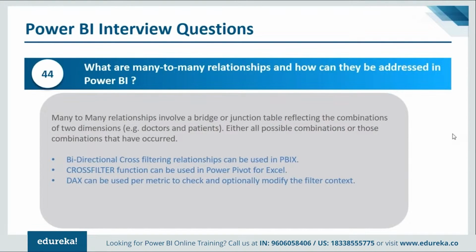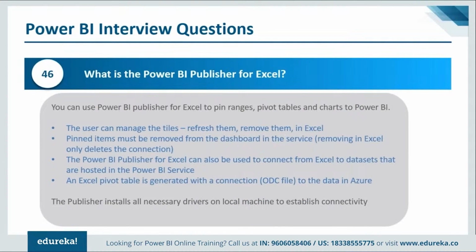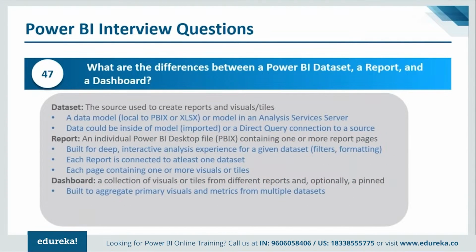A very good example could be authors and books. One author can write many books, one book can be written by many authors, or doctors and patients, also a very good example. One doctor has treated multiple patients, and one patient has been treated by multiple doctors. In both these cases, you have to create a bridge table. Okay, and then you will set up the one-to-many relationships in Power BI Desktop. That is how we will typically implement this. Power BI publish for Excel, we have talked about this already. The differences we have briefly talked about.